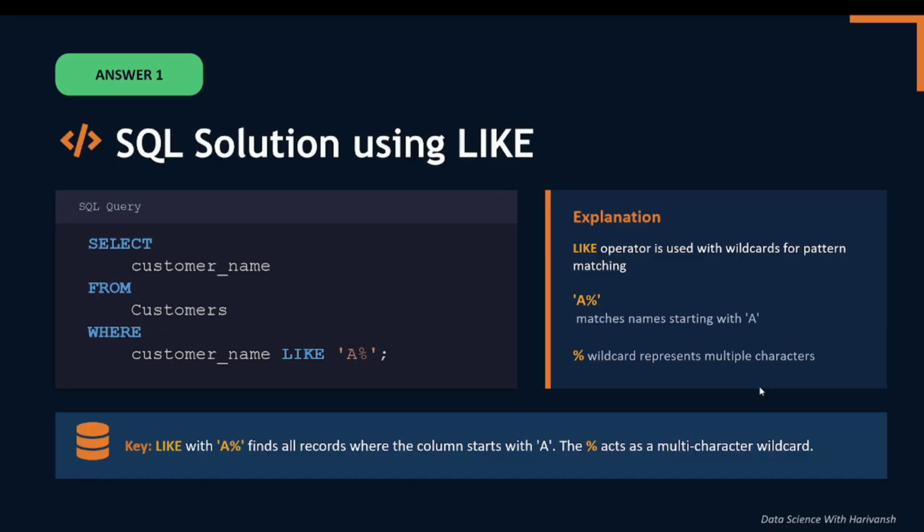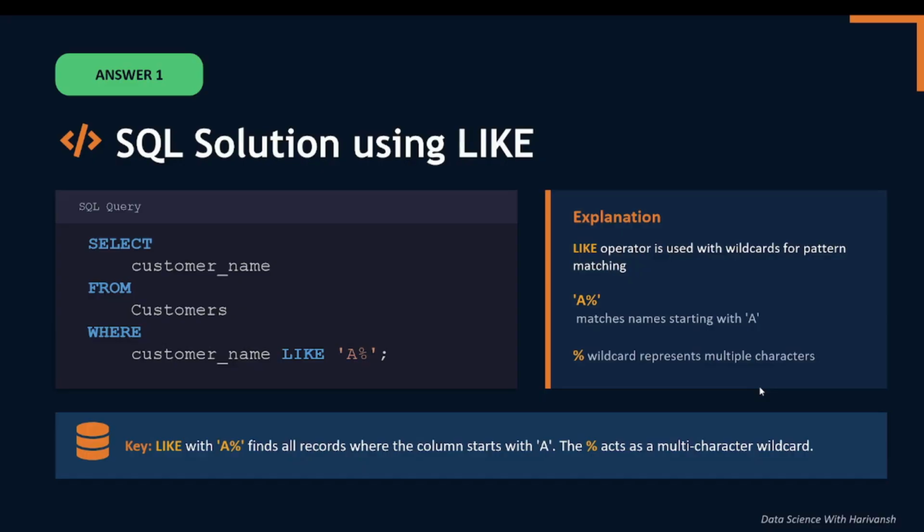The LIKE operator is what enables pattern based searching in SQL. Instead of checking for an exact match like a regular equal to operator would, LIKE allows you to define a pattern using special characters called wildcards. In SQL, there are two main wildcard characters, the percent sign and the underscore. The percent sign represents 0 or more characters of any kind, while the underscore represents exactly one character.